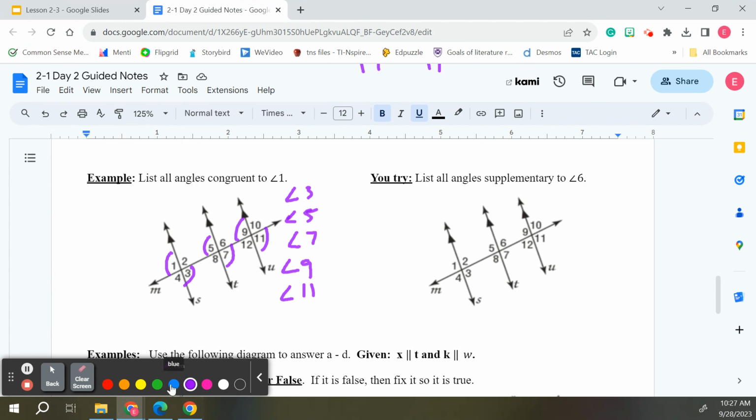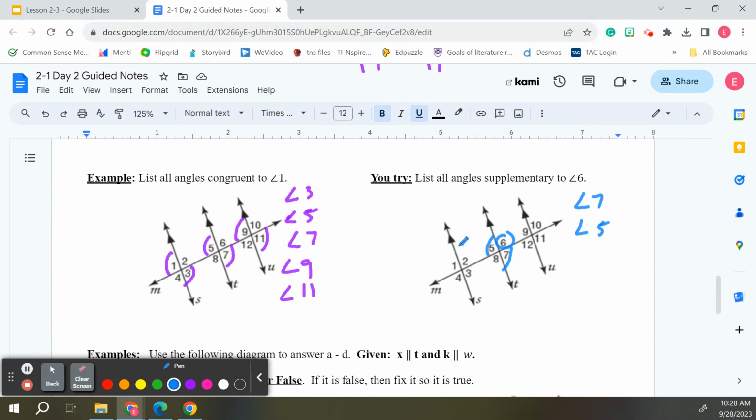Now I want to do the supplementary one with you. I know it says you try it, but I want to do it with you guys. Now remember, those supplementary ones are going to be kind of internal and external, okay? So list everything that is supplementary to 6. So here is the angle in question, okay? In this case, angle 7 definitely is. They're a linear pair. Angle 5 is also, that's a linear pair as well.